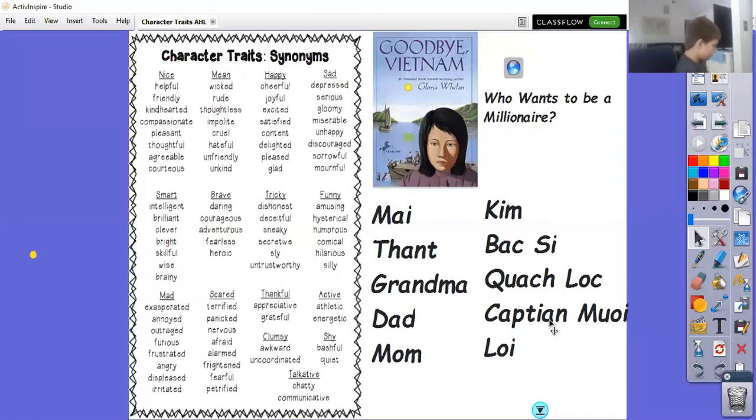Yeah. Okay. Give me another one from any characters here, whether it's Mai, whether it's Kim, Baxi Hong, Grandma, Quatlock, Captain Moy, Loy, Dad, or Mom. Give me another one. Anyone, just jump in. Skylar, what do you think?